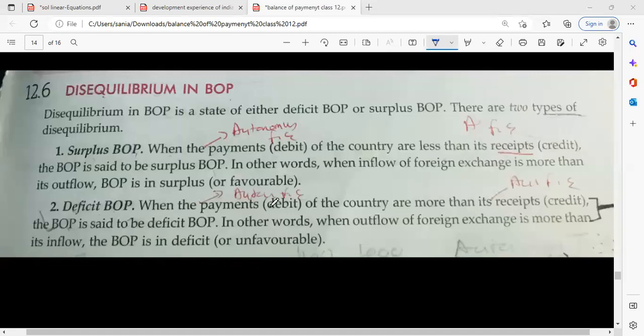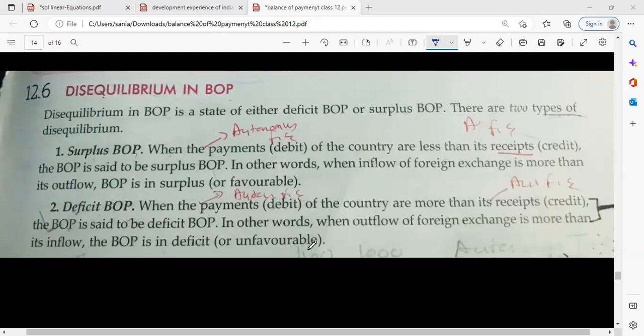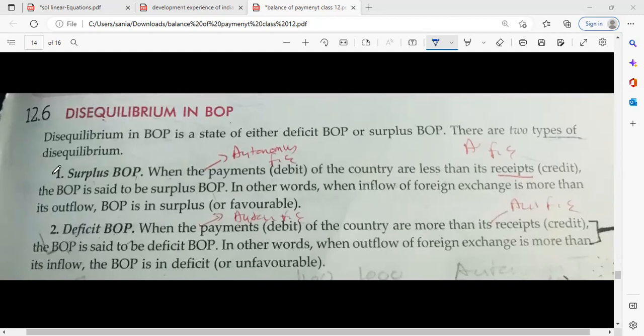But deficit means when the payments of a country are more than the receipts. Whatever you are receiving, your payments are more. That is known as deficit BOP. In other words, when the outflow of foreign exchange is more than the inflow, the BOP is in deficit. So unfavorable. Clear? So you will write disequilibrium of BOP, surplus and deficit. Clear? Yes, ma'am.